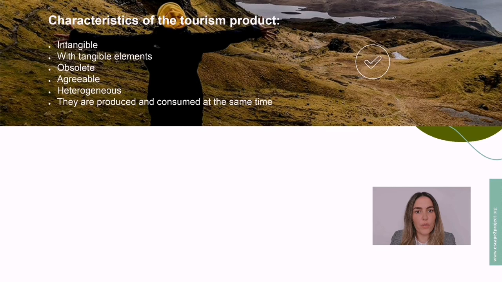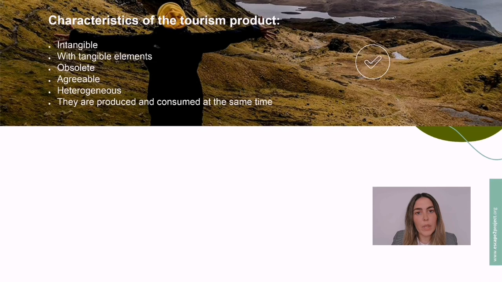Characteristics of the tourism product: intangible, with tangible elements, perishable, agreeable, heterogeneous, and they are produced and consumed at the same time.